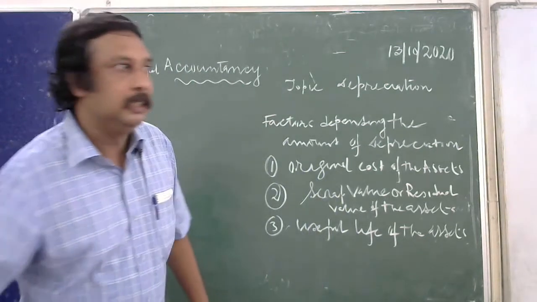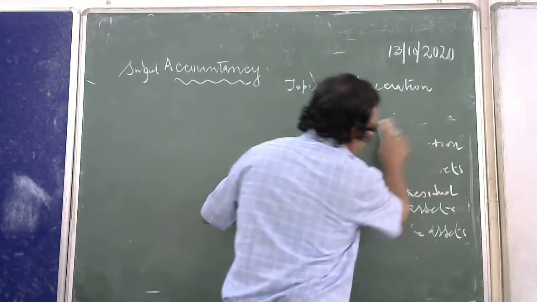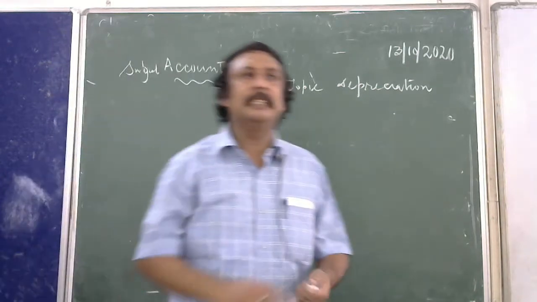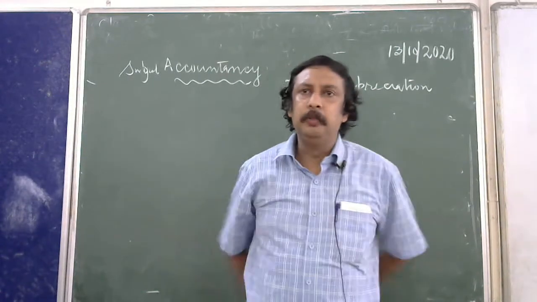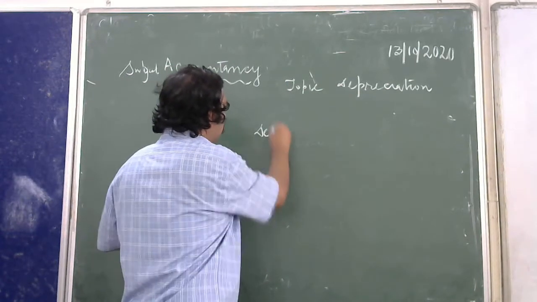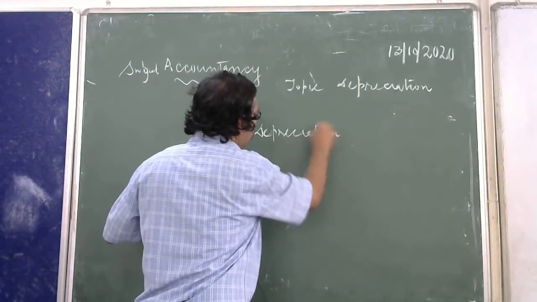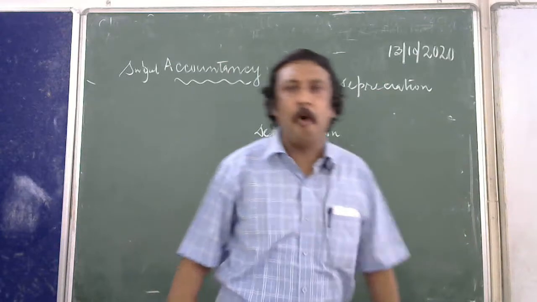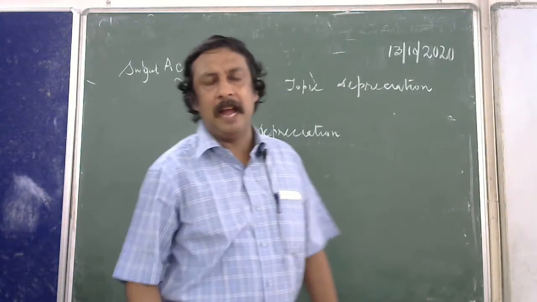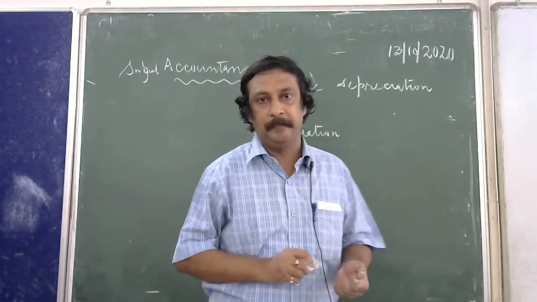Now, students, before I go to the next part, the word depreciation is very commonly used. Try to understand: depreciation is the fall in the value of an asset due to use, effluxion of time, obsolescence, etc.